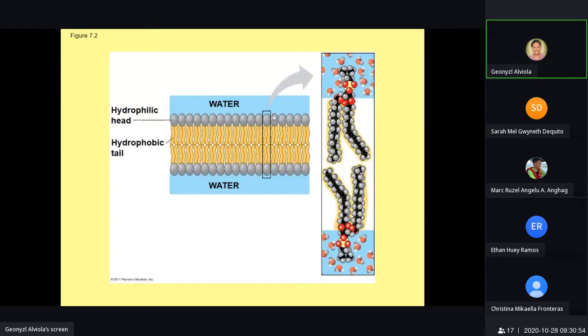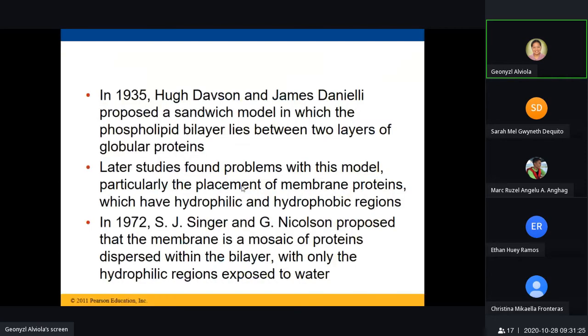So when you say bilayer, there are two layers of phospholipids aligned, so tawag niya sa arrangement, arranged tail to tail. So this is the hydrophilic head which attracts water, and the hydrophobic tail doesn't attract water. So kaya not all molecules can enter because of the polarity also of the membrane.